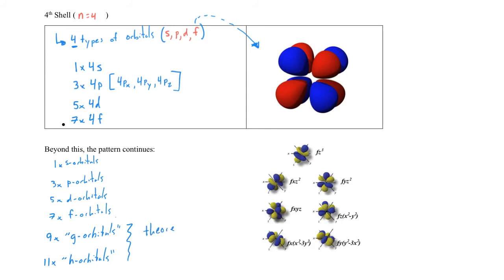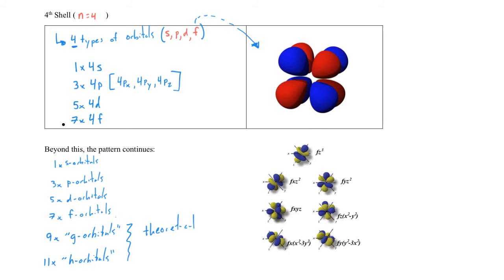So if we went beyond n is equal to 4, like if we went to n is equal to 5, we would have 5 types of orbitals, and we would call those new ones g orbitals. And if we went to n is equal to 6, we would also get h orbitals. And these g and h orbitals are theoretical, so it's kind of an interesting thing.